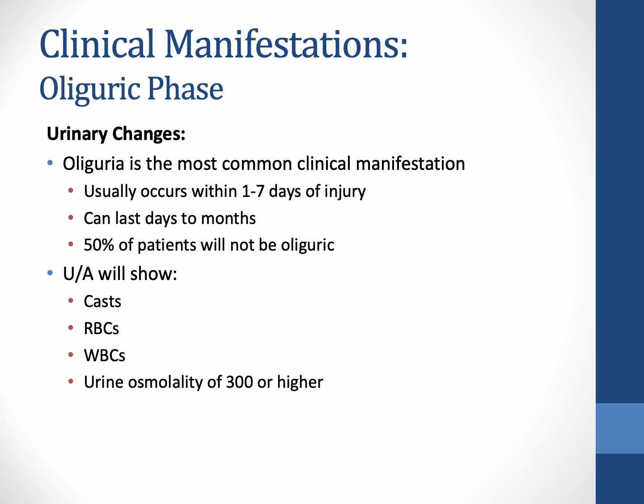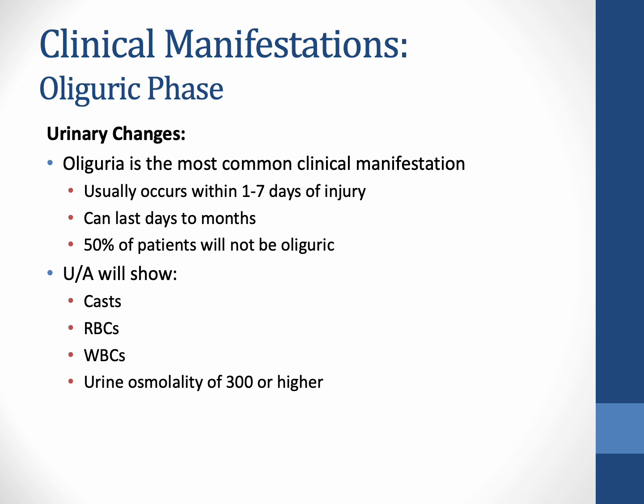Notable urinary changes in the oliguric phase of AKI are the following. We know that oliguria is defined as urine output of less than 400 ml per day, which is the minimum required to eliminate waste products. It is the most common clinical manifestation of AKI, typically occurs within 1 to 7 days of kidney injury, and may last from days to months. Not all patients exhibit oliguria. Approximately 50% may have adequate urine output.